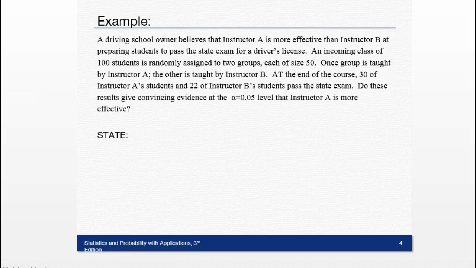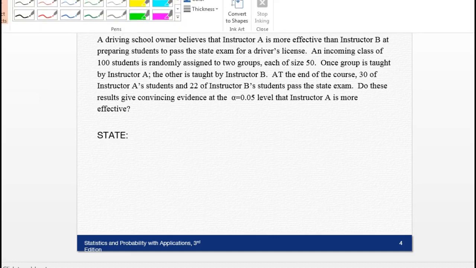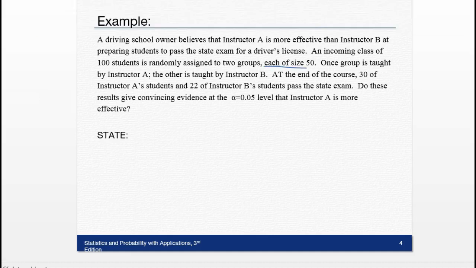A driving school owner believes that Instructor A is more effective than Instructor B at preparing students to pass the state exam for a driver's license. An incoming class of 100 students is randomly assigned to two groups, each of size 50. That's important. One group is taught by Instructor A, the other is taught by B. At the end of the course, 30 of Instructor A's students and 22 of Instructor B's students pass the state exam. Do these results give convincing evidence at the alpha equals 0.05 level that Instructor A is more effective? That's going to be key. More effective means they will have a greater number passing the test, right?